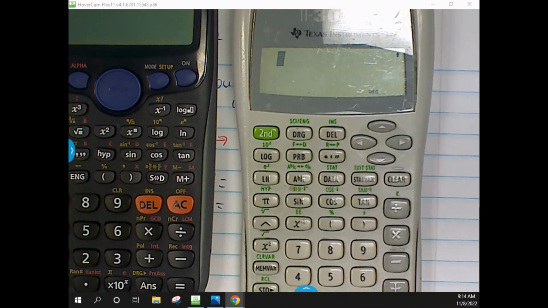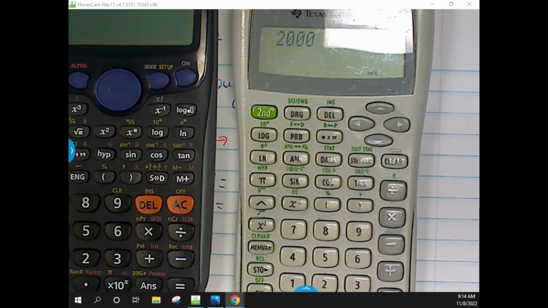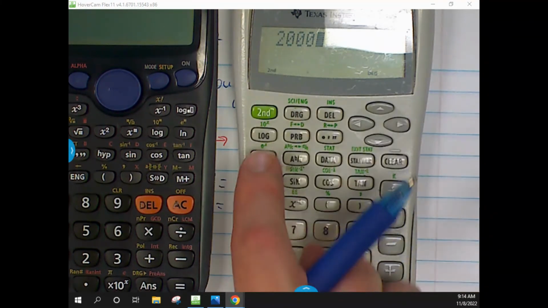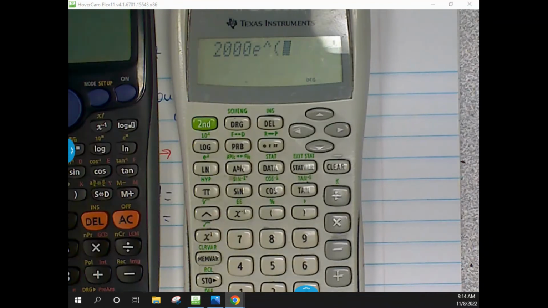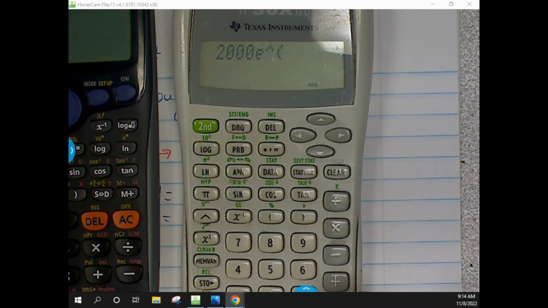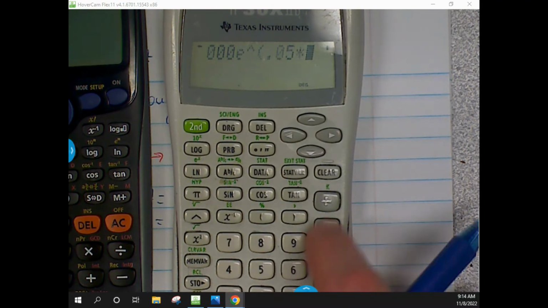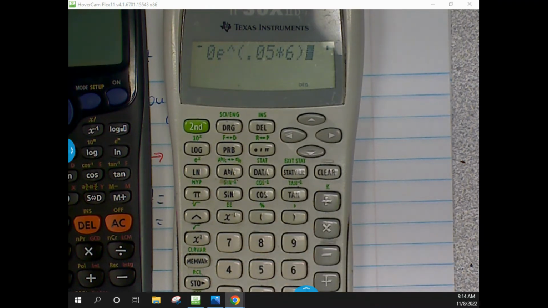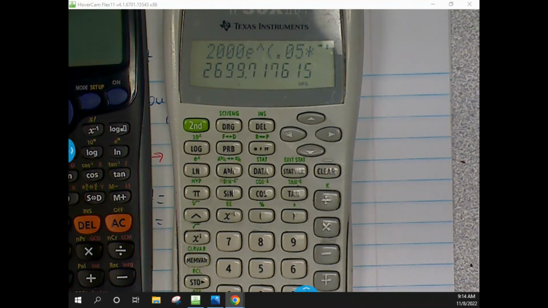So on this one, we'll do the Texas Instrument here. There's 2,000. You're going to hit second and then hit the LN button to get the E to show up. And then you're going to put in 0.3 there. Now, this one actually, you could do the 0.05 times 6 and close off parentheses and you'd be okay there. So we get 2,699.72.